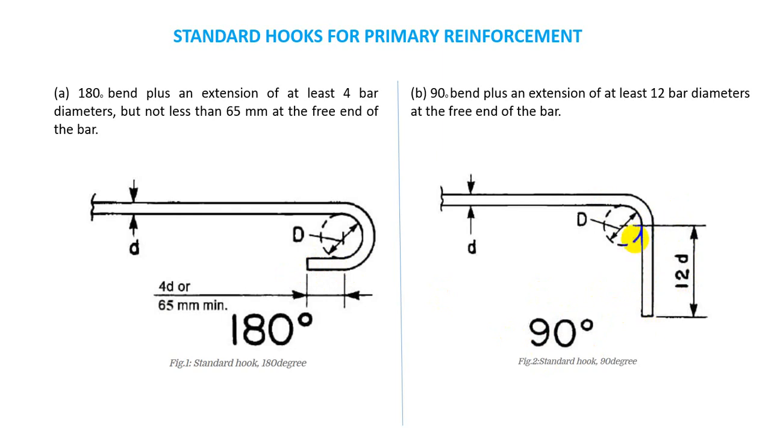That means for a 180-degree bend, we have to provide 4D or 65 millimeter minimum. Here D is the diameter of the bar. And if we use 90-degree, then we have to provide 12D. That means 12 times the bar diameter extension, obviously measured from the center point of the bend to the edge of the bar.